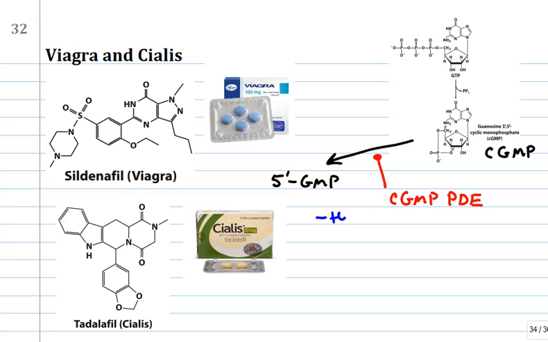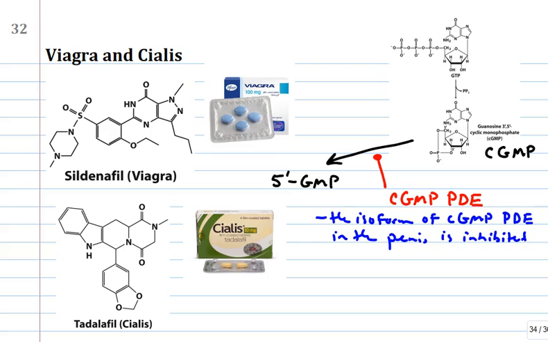The isoform of cyclic GMP phosphodiesterase in the penis is inhibited by, and I'm not going to give you the technical name, I'm going to give you the common name, by Viagra and Cialis.